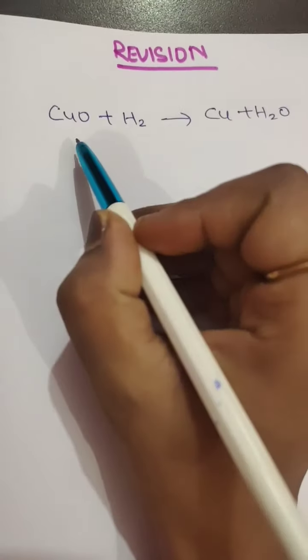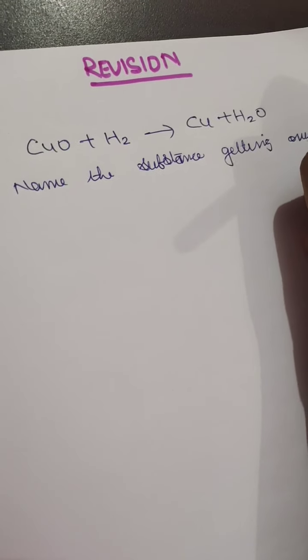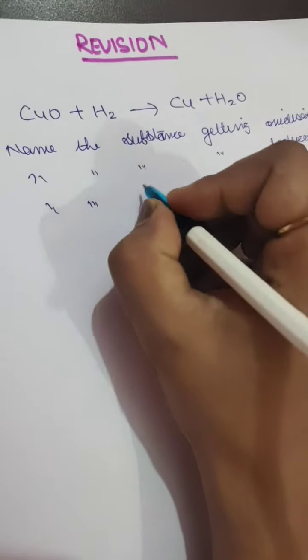Okay, so if this reaction is given, then you have to consider which type of chemical reaction it is and you have to answer it. Maybe you will be asked a set of questions on this reaction: name the substance getting oxidized. Then the next question would be: name the substance getting reduced. The third would maybe be: name the oxidizing agent.